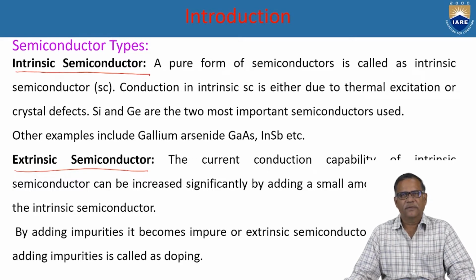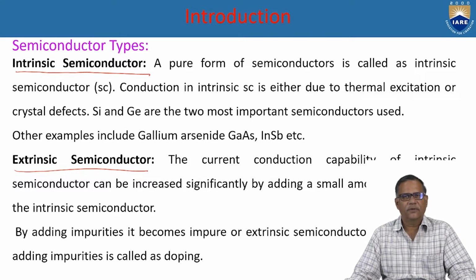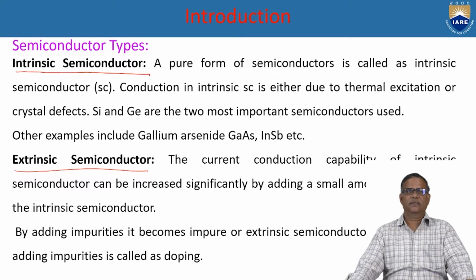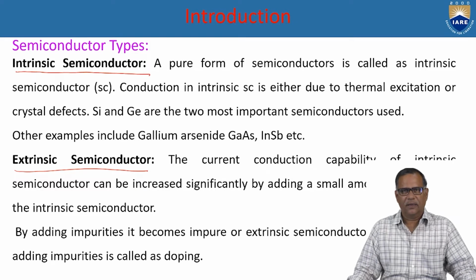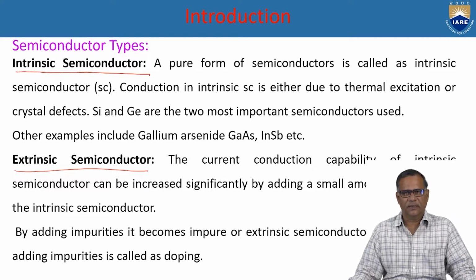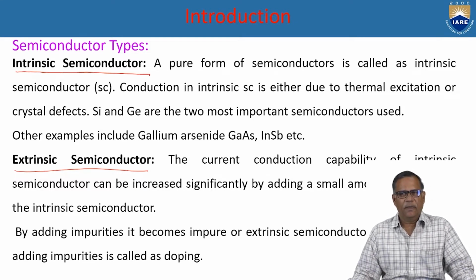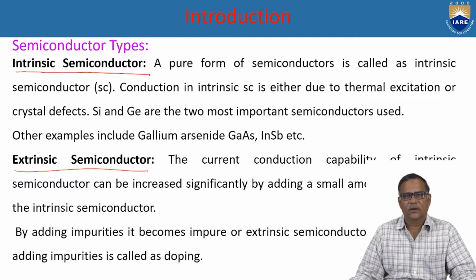So what is exactly the difference between intrinsic semiconductor and extrinsic semiconductor? Intrinsic semiconductor is the purest form of semiconductor material where the number of electrons is equal to the number of holes. Whereas in extrinsic semiconductor, the number of electrons is not equal to the number of holes, and the conductivity of extrinsic semiconductor is much better compared to the intrinsic semiconductor. By adding impurities, the intrinsic semiconductor material becomes extrinsic semiconductor material, and this process of adding impurities is called doping.